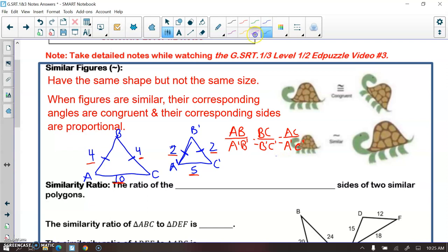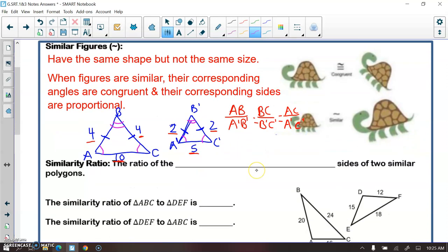And then also similar triangles have congruent angles. So angle A would be congruent to angle A prime. Angle B would be congruent to angle B prime. Angle C would be congruent to angle C prime, since this is an isosceles triangle. AC and A prime, C prime are all congruent.